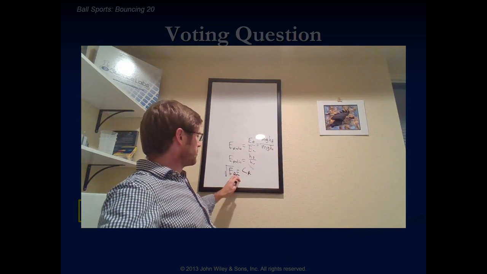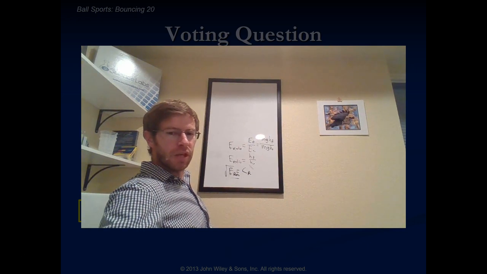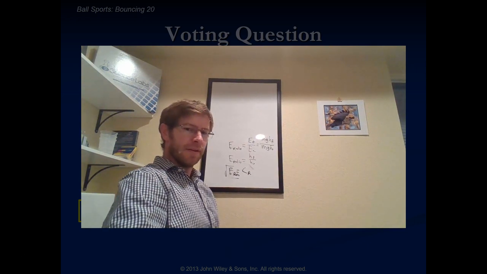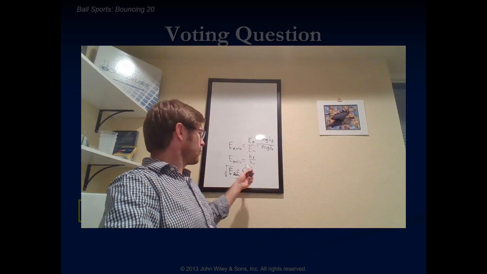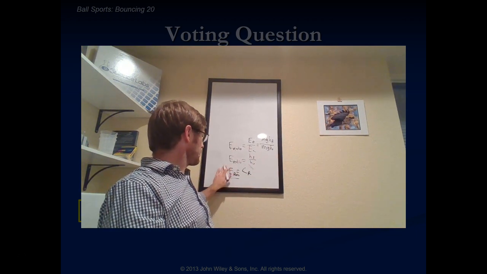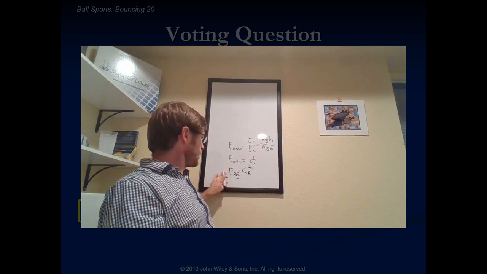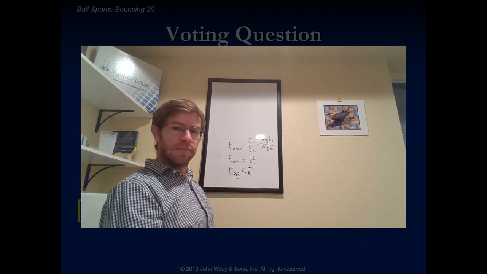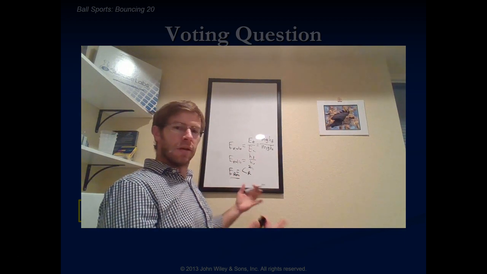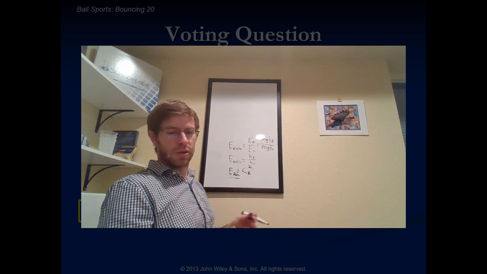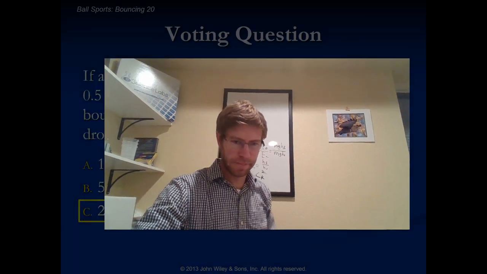The coefficient of restitution is the square root of the energy ratio. So if our coefficient of restitution is 0.5, if we were to square that like we saw originally, we would get 0.5 squared is 0.25, which is what your energy ratio is. So it'd be 25% of the height as we saw in the last example.